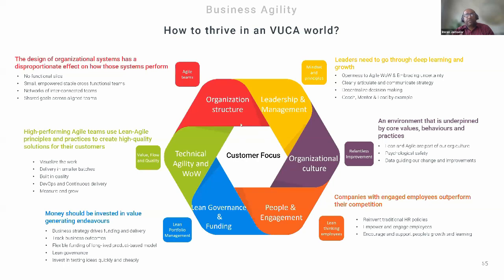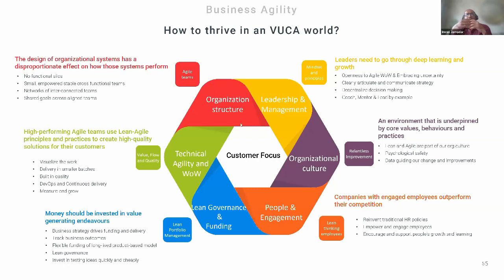Now, there are six enablers of what we call business agility, with a single-minded focus on the customer. The first one is leadership and management. What we need from the leadership is a lot more than mere words of support. We need leaders to go through deep learning and growth themselves. They need to embrace the agile way of working and be open to uncertainty. They need to move from control and conformity to trust, transparency and openness, from fear to collaboration, from secrecy to experimentation, and from blame games to psychological safety.